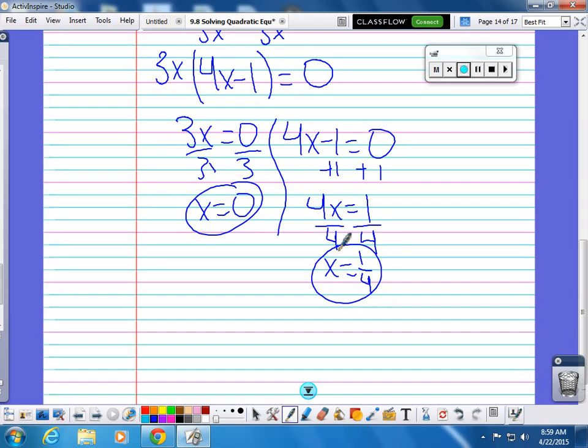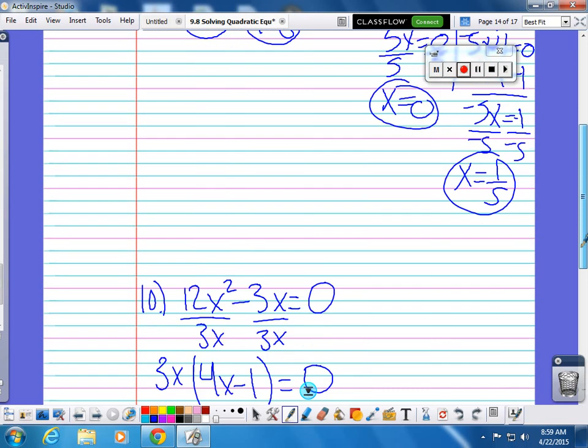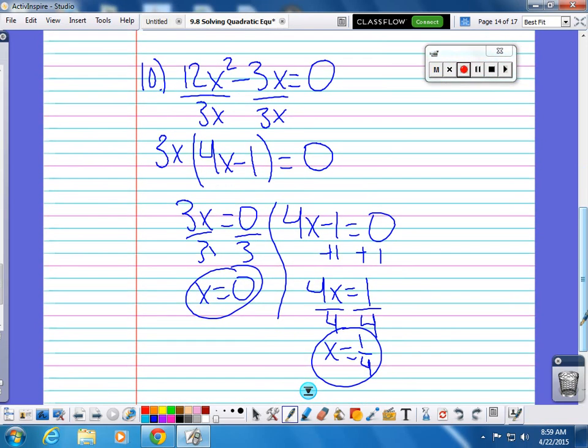Alright, do y'all agree with 0 and 1/4, or 0.25? Let's see, there it is. She factored out just a 3x. Remember, anything divided by itself is 1, in case you messed that one up, because it wouldn't be uncommon to do that. Alright, number 11.